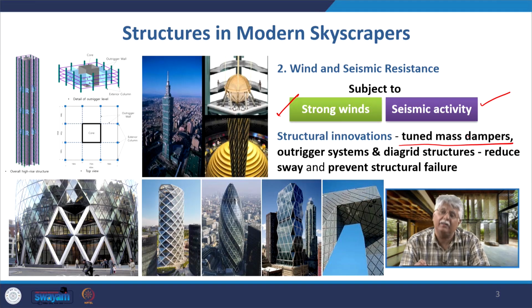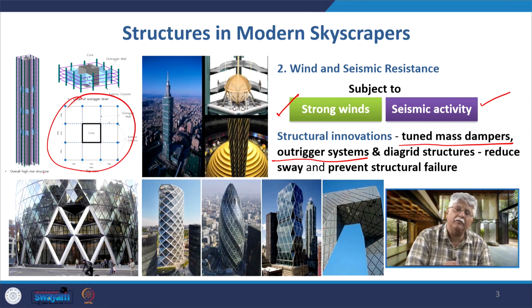We talked about that in the building type A 101 and I had explained it to you. We talk about outrigger systems like we see here in this building. This kind of an outrigger system is created, or diagrid structures. We talked about it when we talked about the Swiss Re building and the Hearst Tower, that they are designed using the diagrid structure, and these kind of structural systems reduce sway and prevent structural failure.